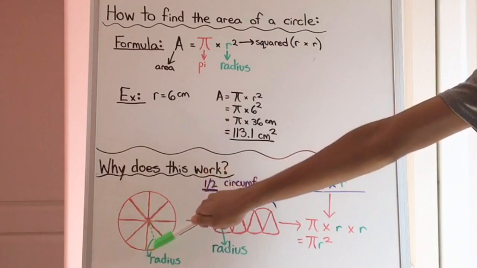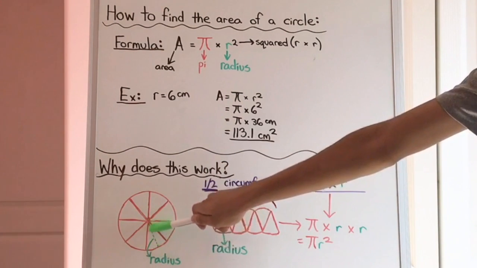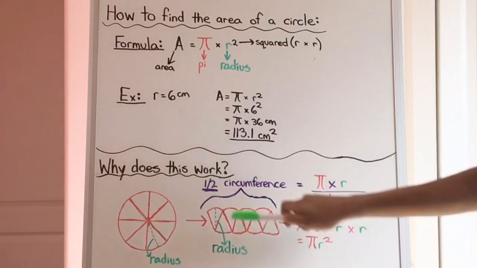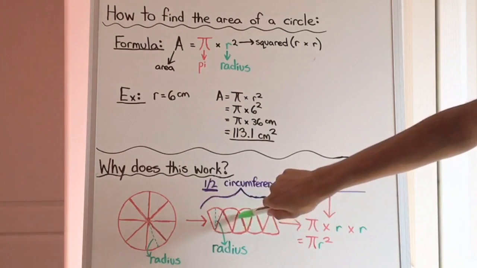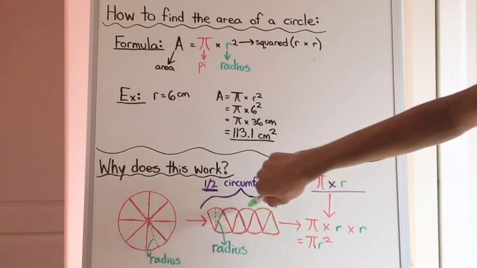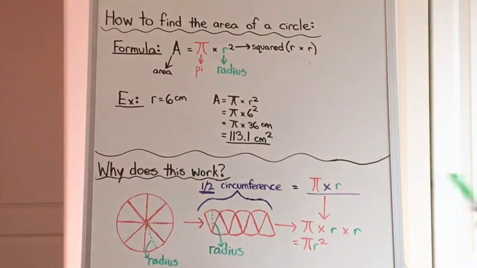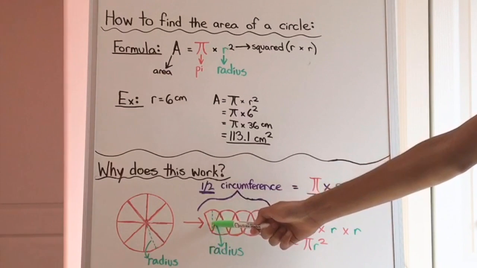1, 2, 3, 4, 5, 6, 7, 8. And right here is the labeled radius. If we split this circle up, we can see that it can form into a sort of parallelogram. In this parallelogram, we have the radius labeled right here.